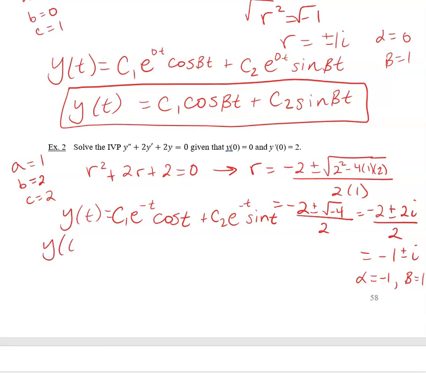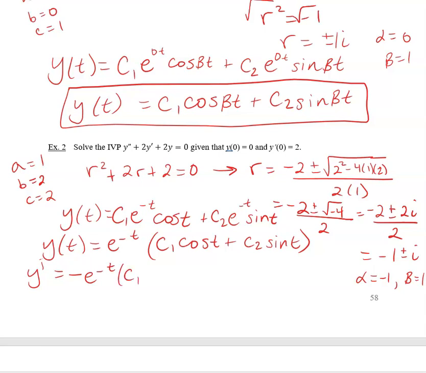I'm going to factor out an e to the negative t here, and that leaves me with C1 cosine of t plus C2 sine of t. And that means that to find y prime, I'm going to use the product rule, so the derivative of the first times the second recopied, and then plus the derivative of the second, which is going to just be the derivative, C1 cosine of t plus C2 sine of t. So that'll be, sorry, I didn't leave you a ton of room here. That'll be negative C1 sine of t.